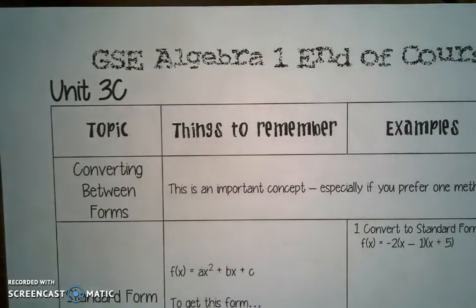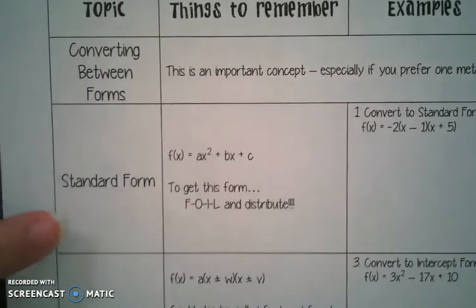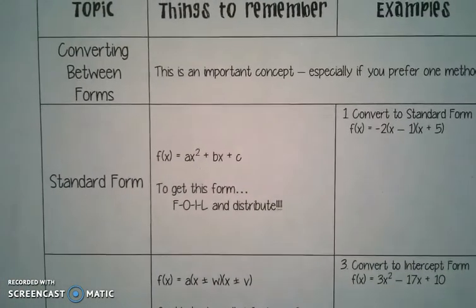The whole purpose of this is that some of you, once we got to graphing, might have preferred one way over another to graph. So converting between forms allows us to switch between forms. So if you were a person that really liked graphing from Vertex Form, then you could change into Vertex Form, and then you could do the graphing. So this just allows us to go back and forth between the forms. So we had 3 forms: standard form, Intercept Form, and then Vertex Form. So we'll start with standard form.